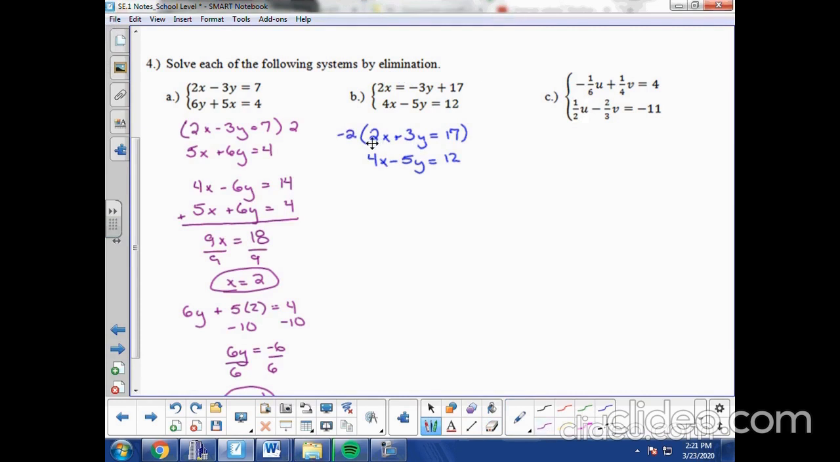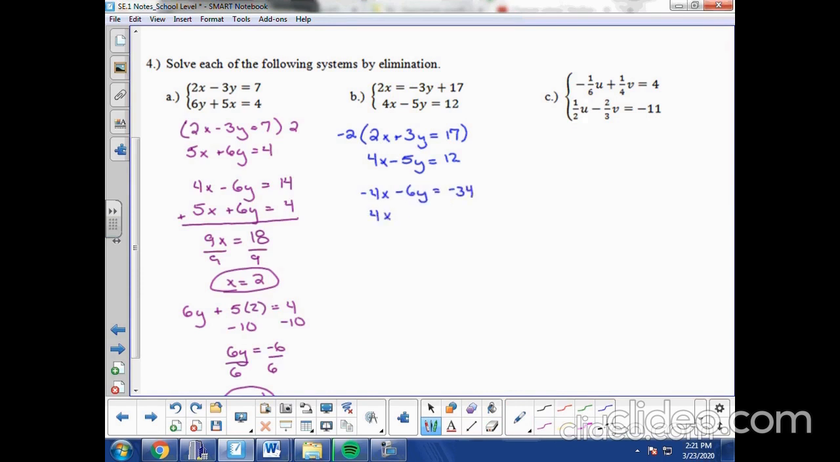So I'm going to multiply this first equation by negative 2. So that's going to give me negative 2 times 2x is negative 4x. Negative 2 times 3y is negative 6y. Negative 2 times 17 is negative 34.